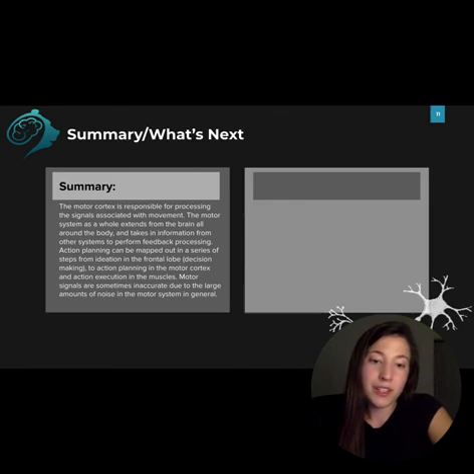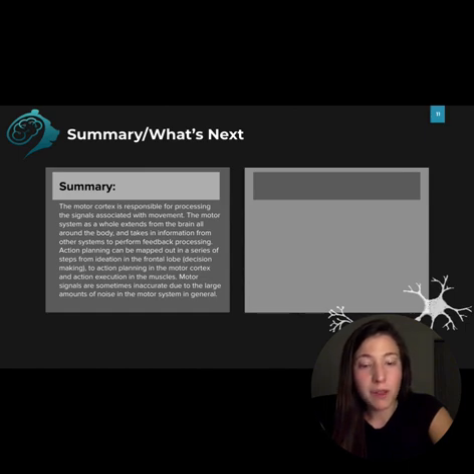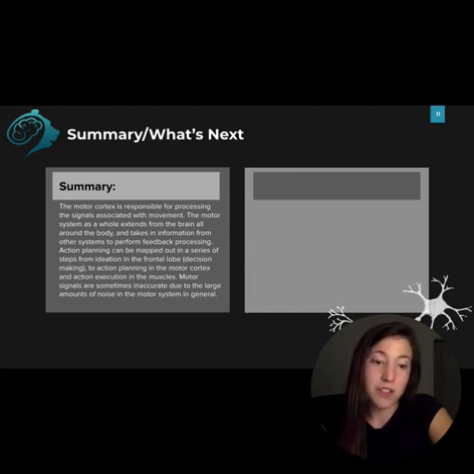Summary. The motor cortex is responsible for processing the signals associated with movement. The motor system as a whole extends from the brain all around the body and takes in information from other systems to perform feedback processing. Action planning can be mapped out in a series of steps from ideation in the frontal lobe to action planning in the motor cortex and action execution in the muscles. Motor signals are sometimes inaccurate due to large amounts of noise in the motor system in general. And as promised, in the next lesson, we will be talking about motor units.